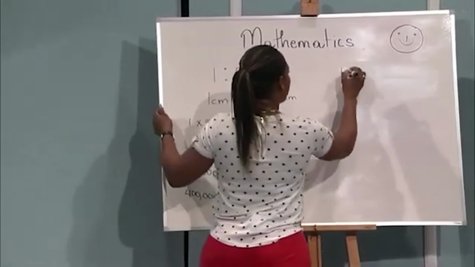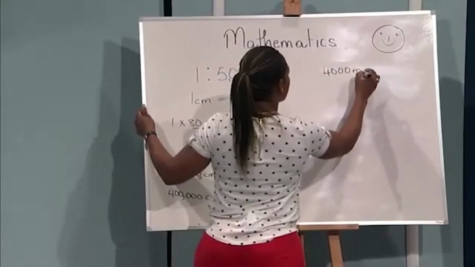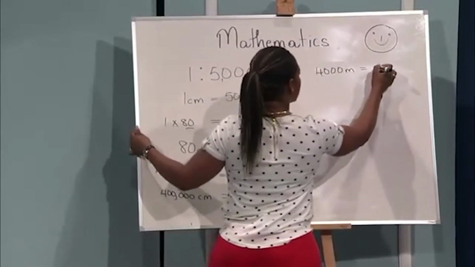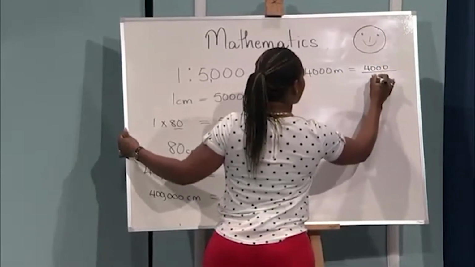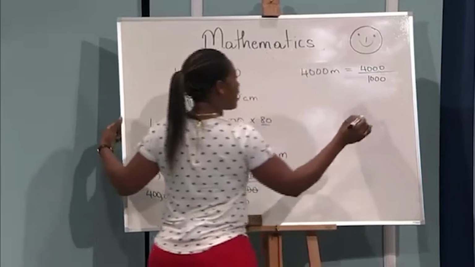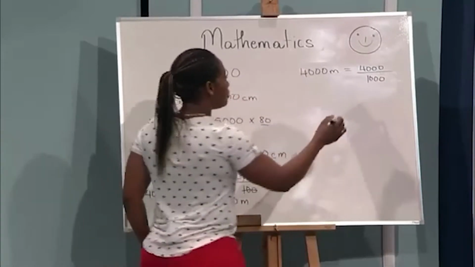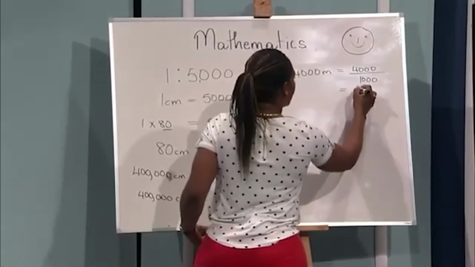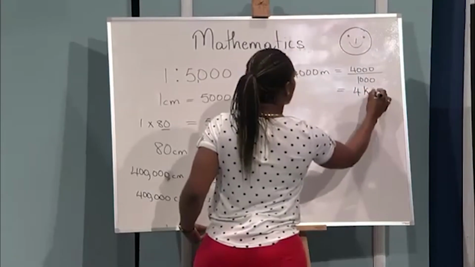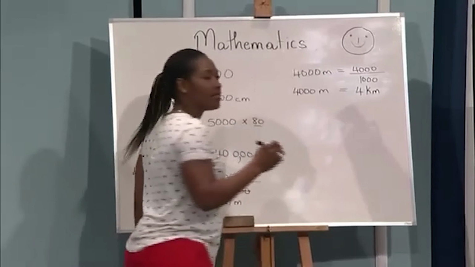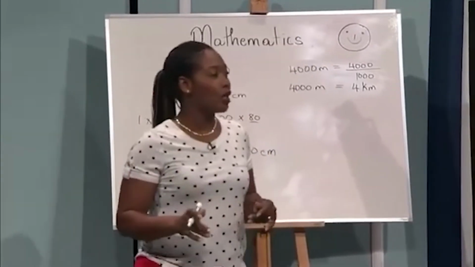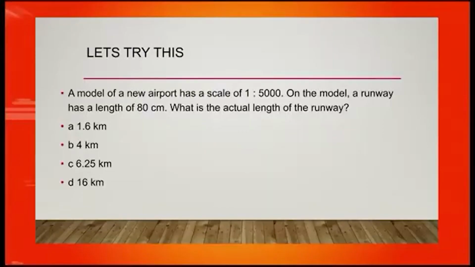So we're going to convert the 4,000 meters to kilometers. And we do that by dividing by 1,000, because 1,000 meters will make a kilometer. And that gives us 4 kilometers. So 4,000 meters is equivalent to 4 kilometers. So your option would be option B.